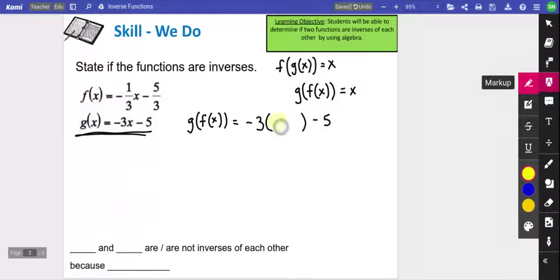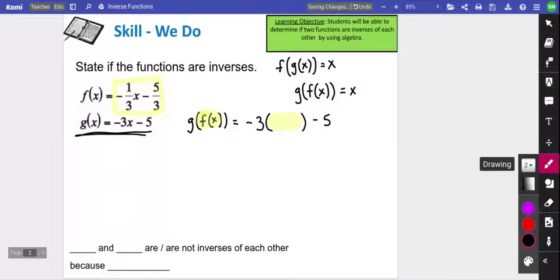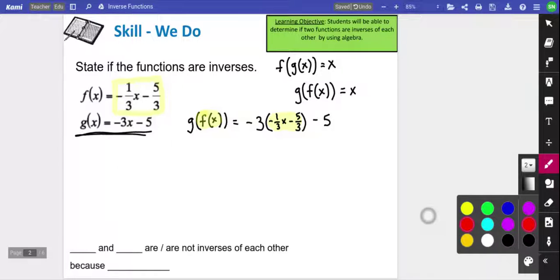So in here, into the parentheses, I am going to plug in f of x, which is equal to this that I boxed in yellow. So -1 over 3x minus 5 over 3. I'm going to start by distributing the 3 into both terms inside the parentheses. I'm going to make that -3 into a fraction. So I multiply the numerators. -3 times -1 is 3. And the denominators, 1 times 3 is 3. So we'll bring the x.